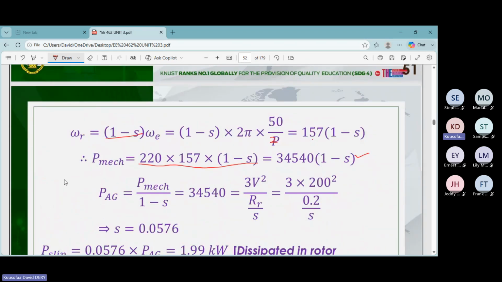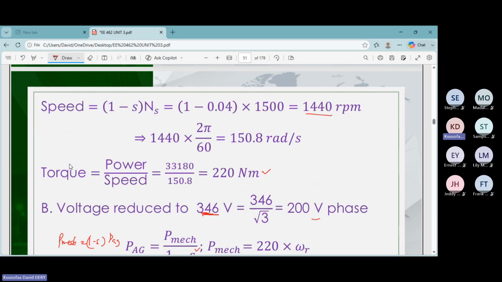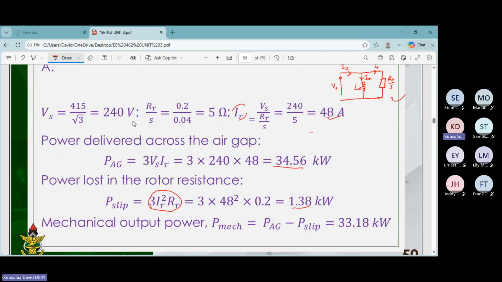So the PAG, we know that is given by what? The 3 V phase squared. Okay, let me just see. It is given by this expression that we have here. This particular relationship.